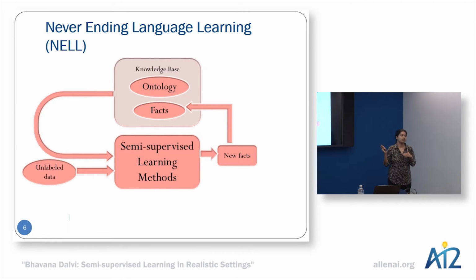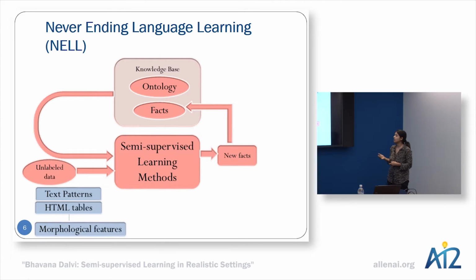So how we do it at CMU, this is a very simple diagram of how I look at the system. We call it never ending language learning. It has an ontology of concepts that was human created, and someone gave some seed facts to bootstrap the learning. There are many unlabeled data sets that are extracted from web scale corpora like ClueWeb. In terms of unlabeled data, we have different kinds of features like text patterns, HTML tables, and so on. These semi-supervised learning algorithms try to leverage this different kind of data to produce more facts that can be added to the knowledge base. And this process is iterated over and over again.